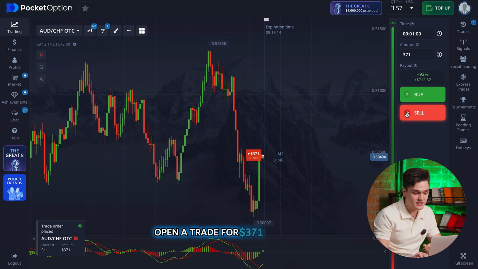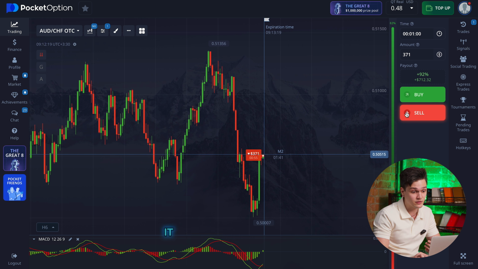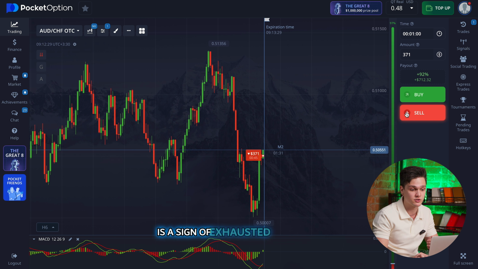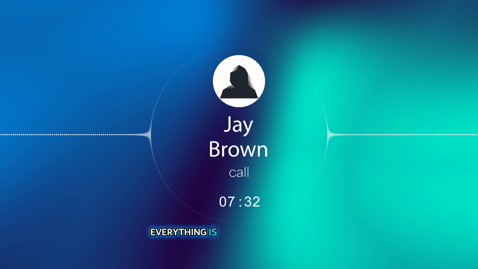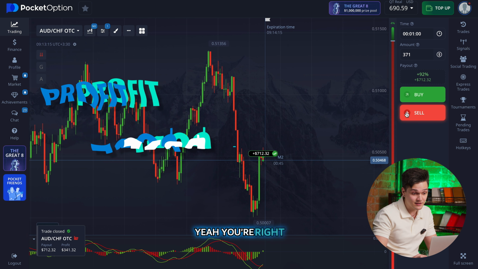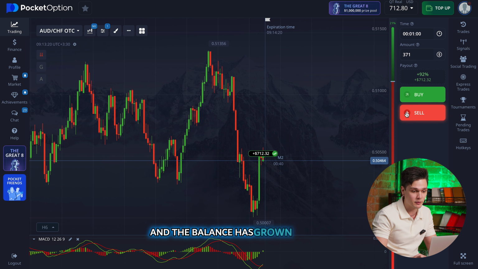Open a trade for $371 to decrease. Since after a sharp drop the price tried to roll back up, it looked like an impulse trap. The market maker collected liquidity and did not allow the growth to continue. A candle with a long tail at the bottom and a weak body at the top is a sign of exhausted movement. On the MACD, the histogram began to change color, a signal of a slowdown. By the way, everything is simple and clear here. I realized that I just needed practice. Yeah, you're right, everything happens over time, but our last deals ended with success again, and the balance has grown to $712. Congratulations on the profit!